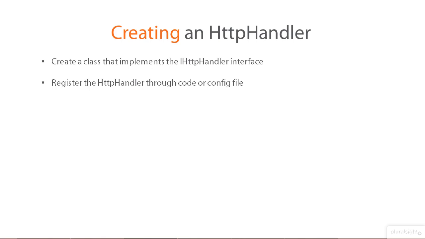Now the IHttpHandler interface exposes 2 members, a Boolean property called IsReusable and a method called ProcessRequest. IsReusable is just a flag that states whether the handler can be reused across requests. ProcessRequest is the piece that we're really interested in at this point.